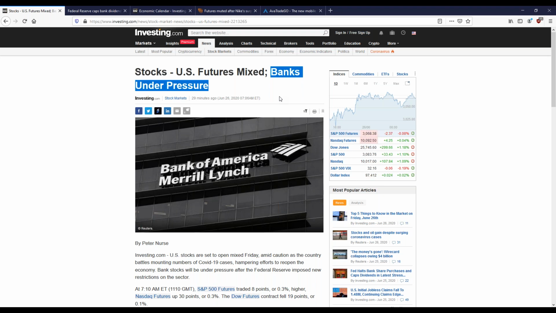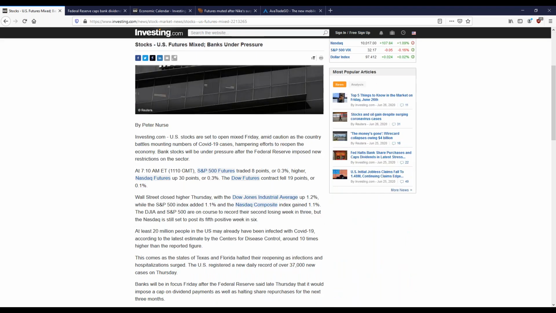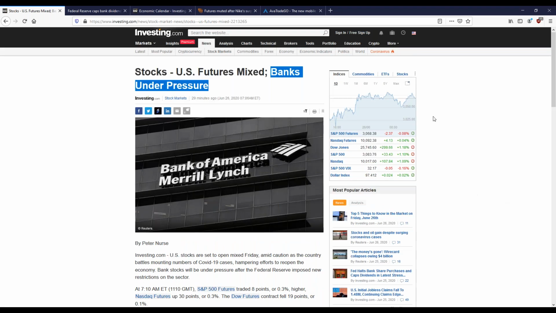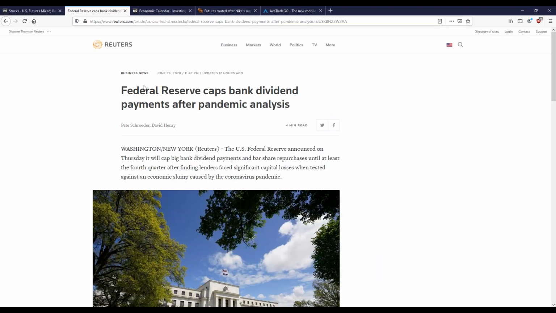that sort of thing. Some caps have been put on them because the Feds in the U.S. don't like the look of things in terms of the overall environment of risk and such. And so that's maybe weighing heavy on the bank stocks right now, and the indices in general, creating some bearish feel to things. And so as we take a look, there's another headline on Reuters about the same thing: Fed Reserve caps bank dividend payments.